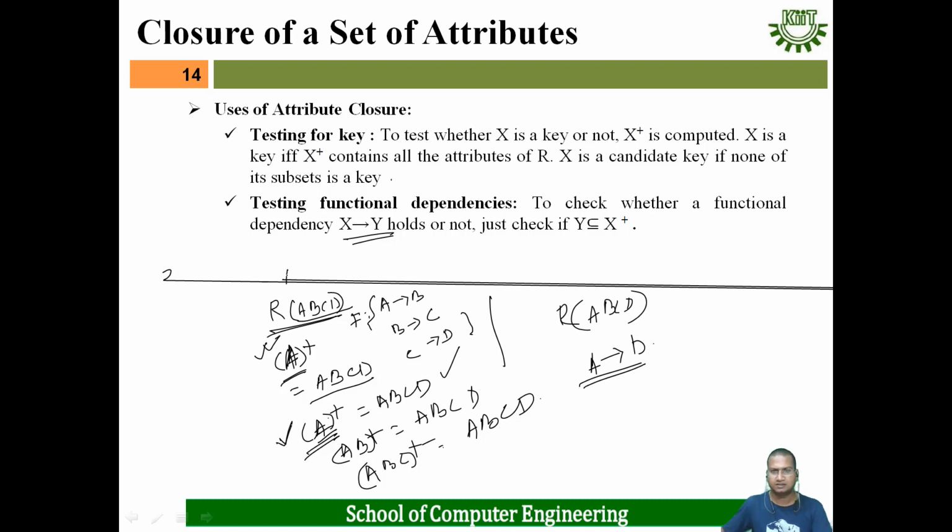Then first you have to check whether D is a subset of X closure or not. Then you take A, then find out A closure here. A closure will be here A B C D, and D is present here. The right hand side which is derived by A, that is present here. That means this is a valid functional dependency. Okay, in this way we can check.